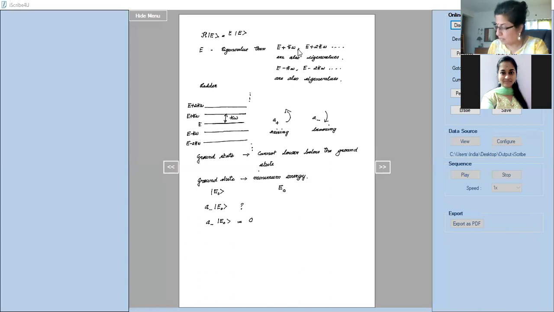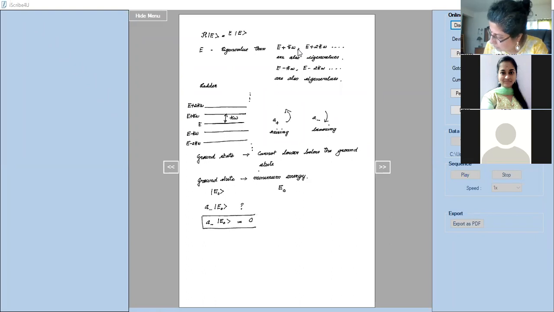Now, this is a very, very important thing. What you have to realize is that we can keep climbing. So there is no upper limit to the energy. There is no upper limit to the energy state. However, there is a lower limit. Now the question is, what is the value of E naught?